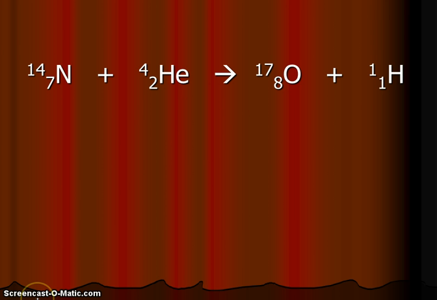So let's go back to this reaction for a second. We've got nitrogen reacting with helium to produce oxygen and hydrogen. Our mass number on nitrogen is 14 and our atomic number is 7. For helium, our mass number is 4 and our atomic number is 2. For oxygen, our mass number is 17 and our atomic number is 8. And for hydrogen, our mass number is 1 and our atomic number is also 1.